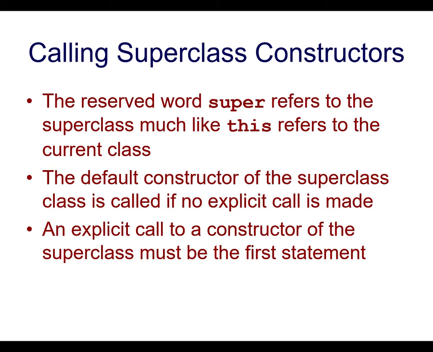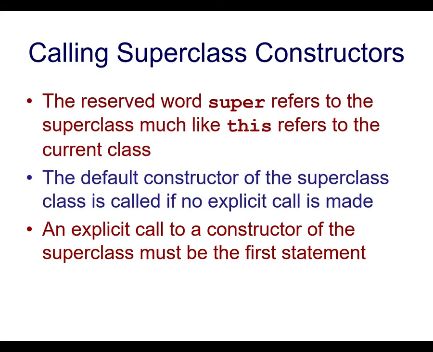of an inheritance hierarchy. A new reserved word is required in the constructors of subclasses that call the constructor of the superclass. This same reserved word is needed in overriding methods that call the methods that they override. The reserved word is super. It refers to the superclass much like this refers to the current class.